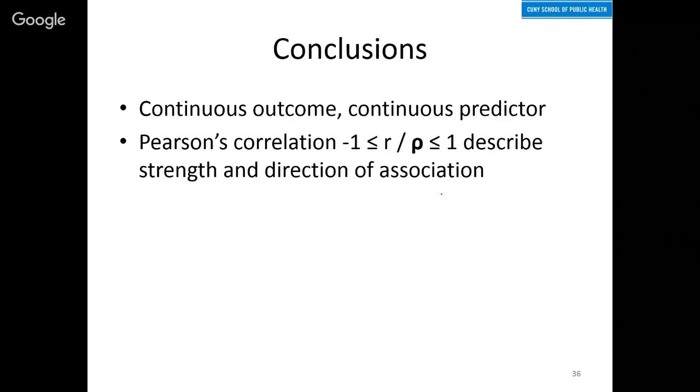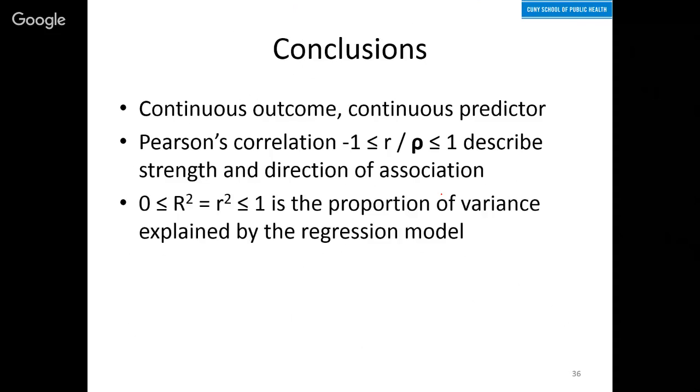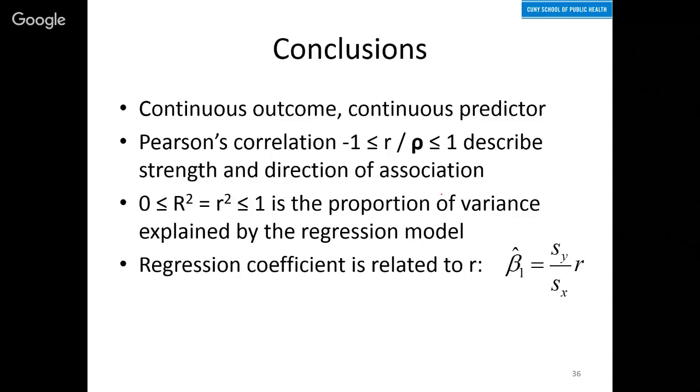Just to wrap up quickly, we're talking about a continuous outcome and a continuous predictor. Pearson's correlation describes both the strength and the direction of that association, and the R-squared coefficient of determination is only a measure of the strength of the correlation. Pearson's correlation is related to the regression coefficient just by the ratio of the standard deviations.